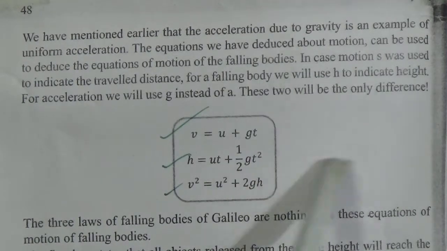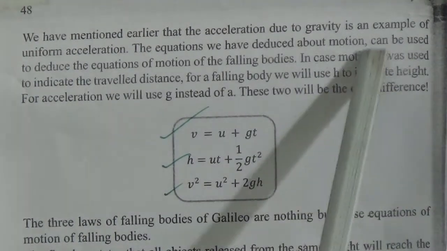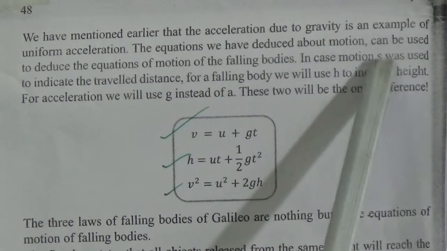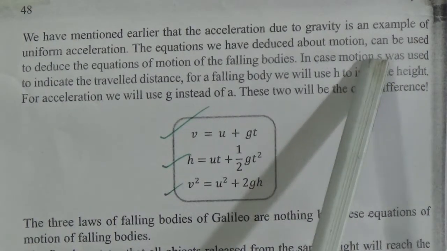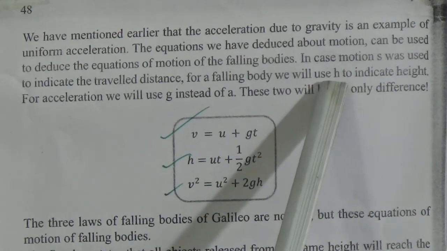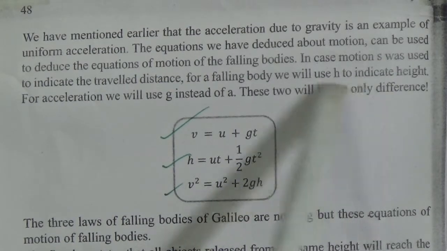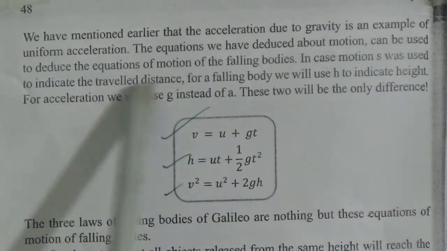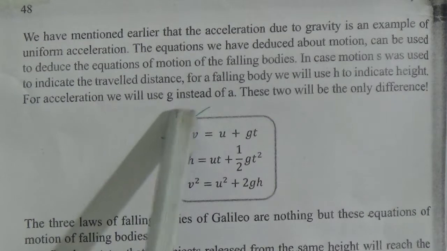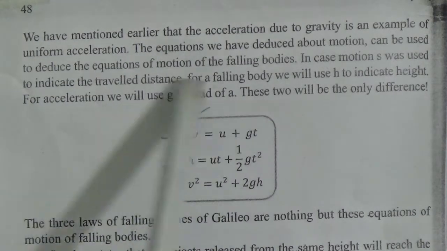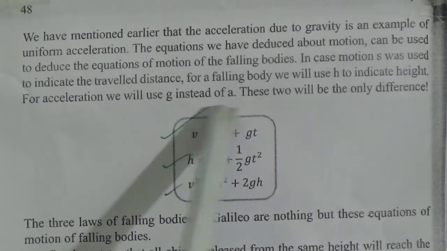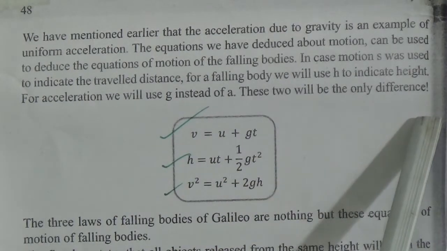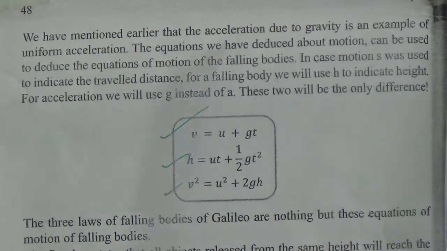My dear students, you follow this. Here s indicates the travel distance, and h indicates height. Here we use acceleration g instead of a. These two will be the only difference.